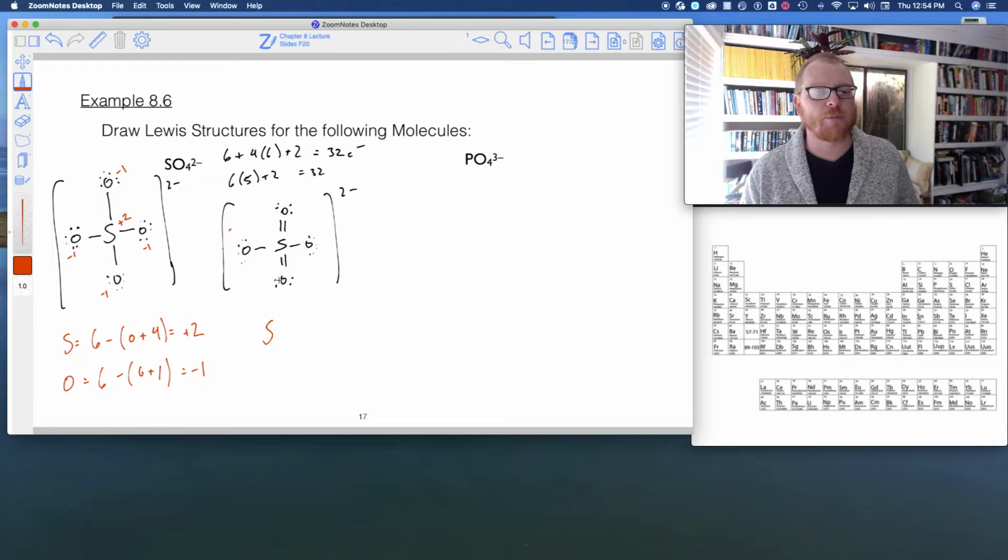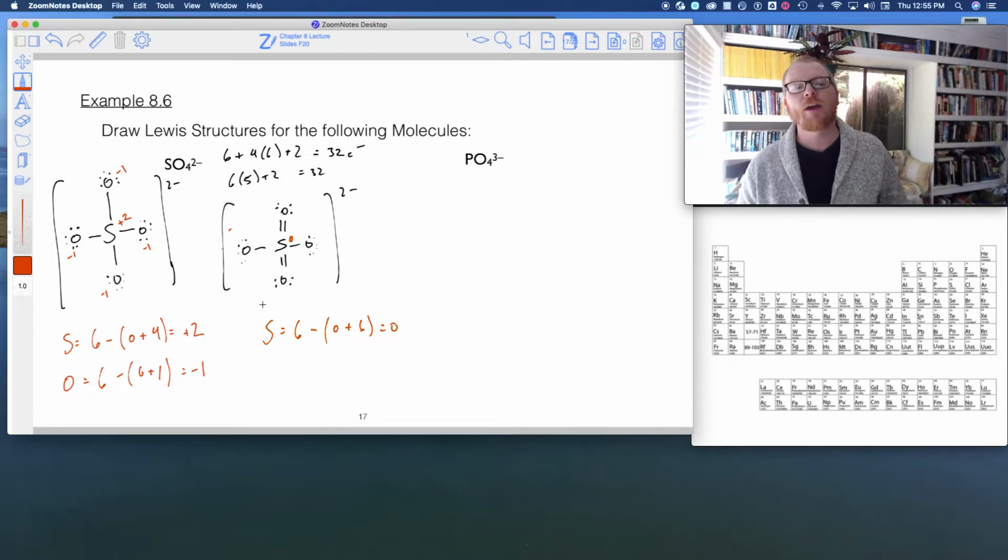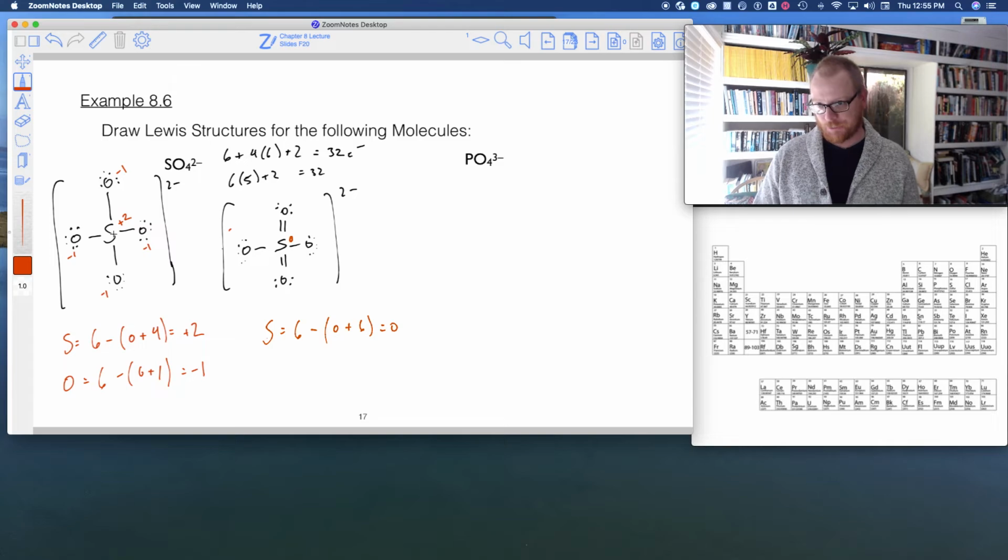So now if I count up the formal charge of this sulfur, it's still 6 valence electrons minus 0 dots. However, now it's got 6 sticks. That gives me a formal charge of 0. And for the central atom, a formal charge of 0 is much better than a formal charge of plus 2. So we've already improved that.